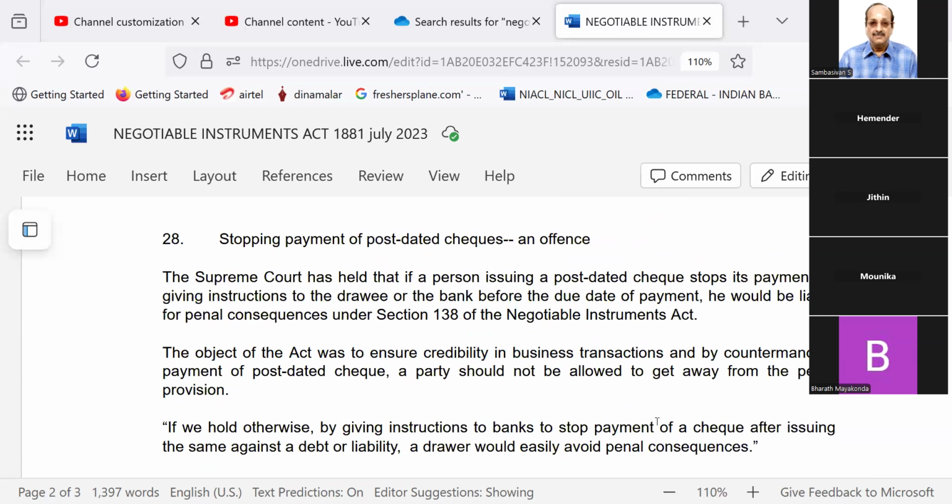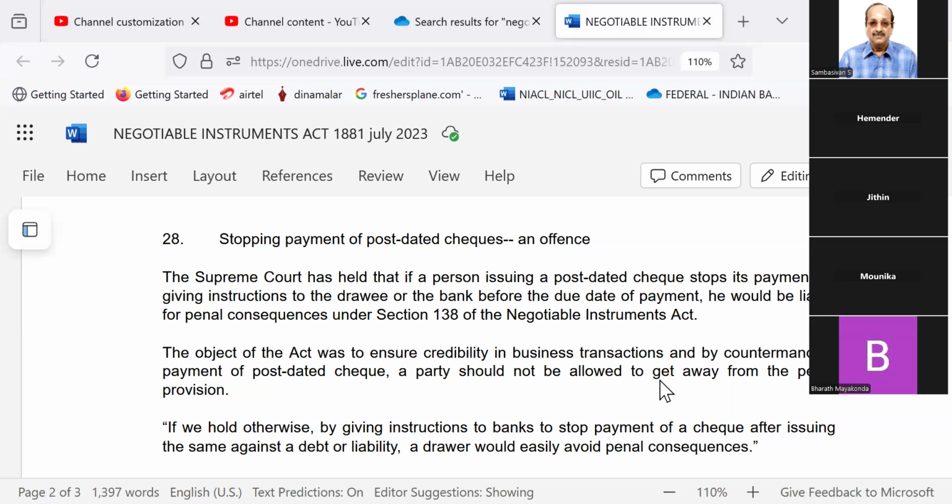28. Stopping payment of post-dated checks is an offense. The Supreme Court has held that if a person issuing a post-dated check stops its payment by giving instructions to the drawee bank before the due date of payment, he would be liable for penal consequences under Section 138 of the Negotiable Instruments Act. The object of the Act was to ensure credibility in business transactions, and by countermanding payment of post-dated checks, a party should not be allowed to get away from the penal process.